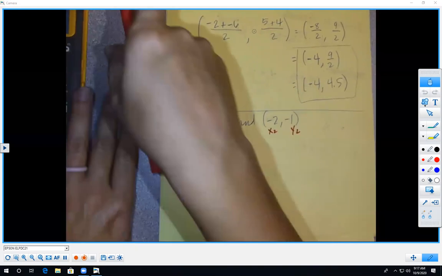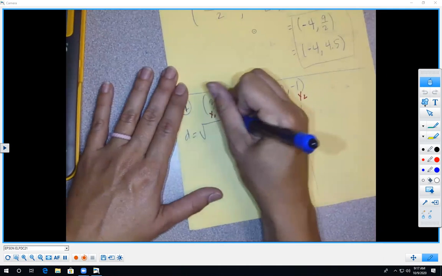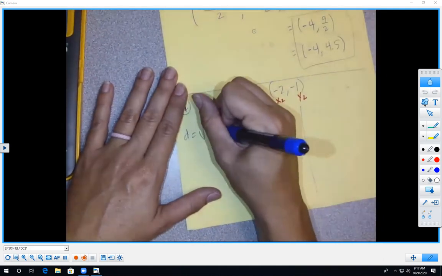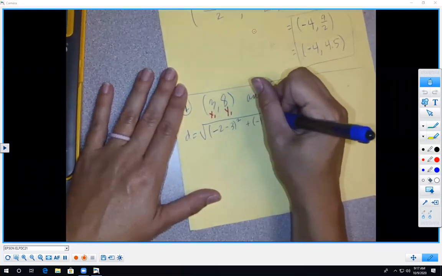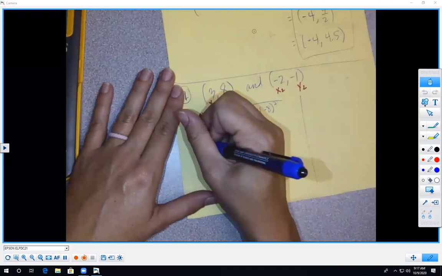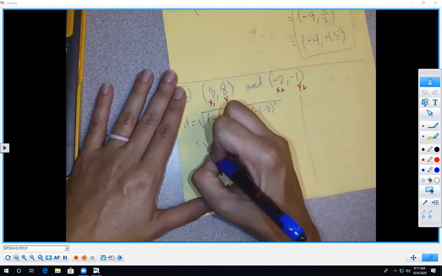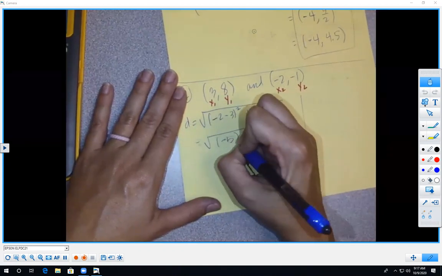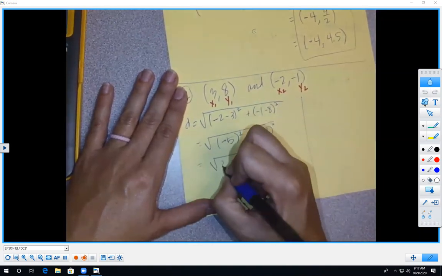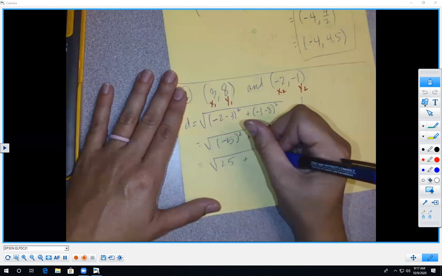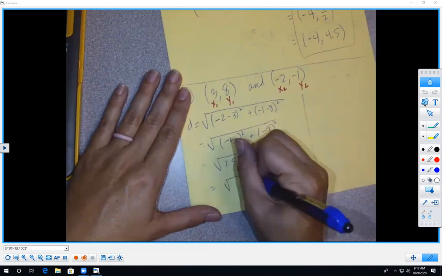Okay, so when you're doing the distance formula here, when you plug it in, you should get -2 minus 3 squared plus -1 minus 8 squared. So -2 minus 3, -1 minus 8, yes. Okay, so then you get -5 squared plus -9 squared. -5 squared is 25. -9 squared is 81. And 25 plus 81 is 106.